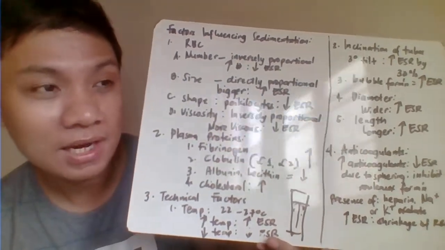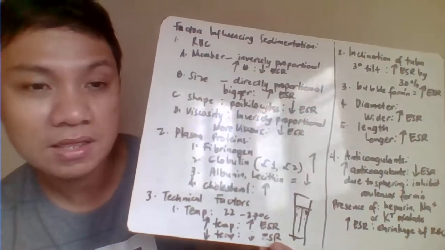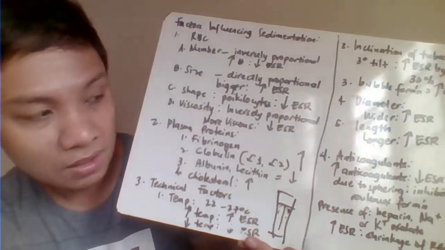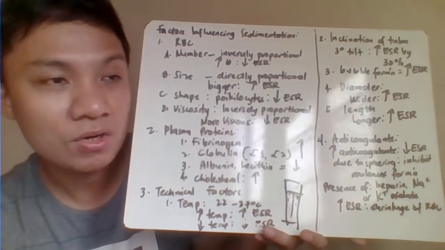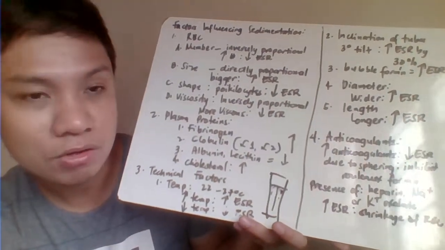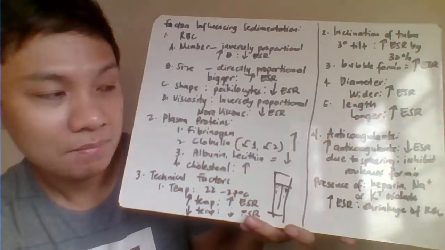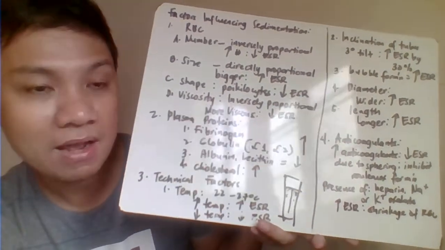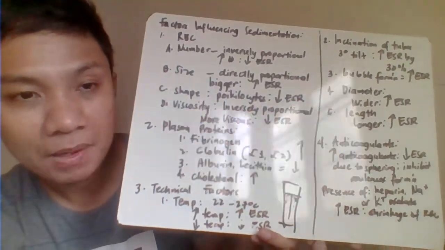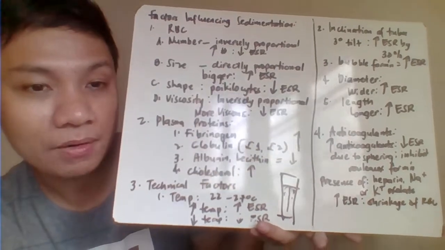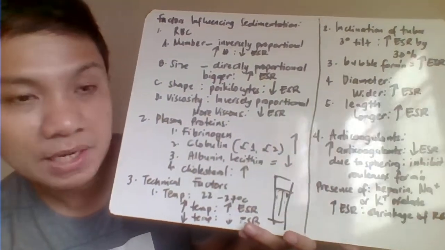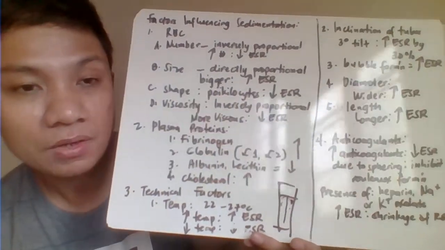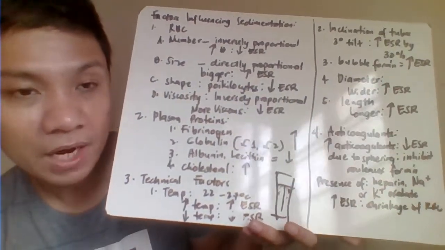Okay, then we have also here the diameter. The wider the diameter, the longer the length of the tube here, the faster the ESR. Okay, then we have here the anticoagulants. Over anticoagulation would eventually result here to your decreased ESR result because of the sphering of the RBC. Pag sphere ang RBC natin, mahirapan siya mag-rouleaux formation.